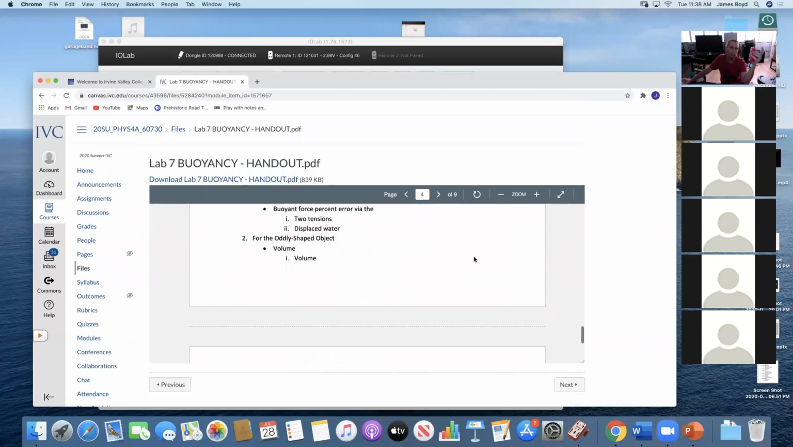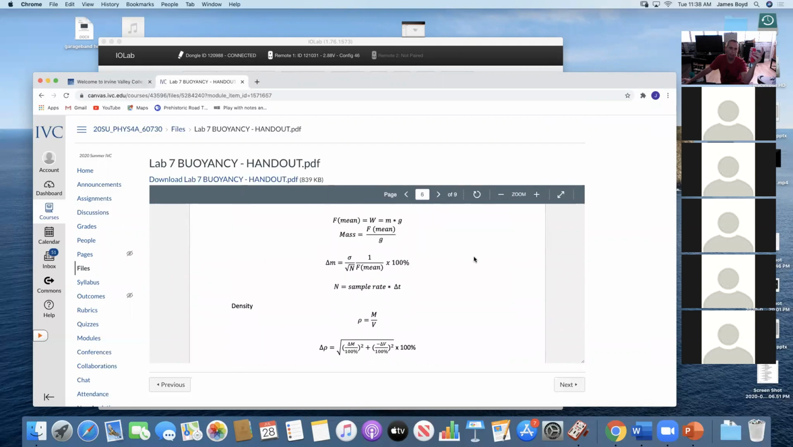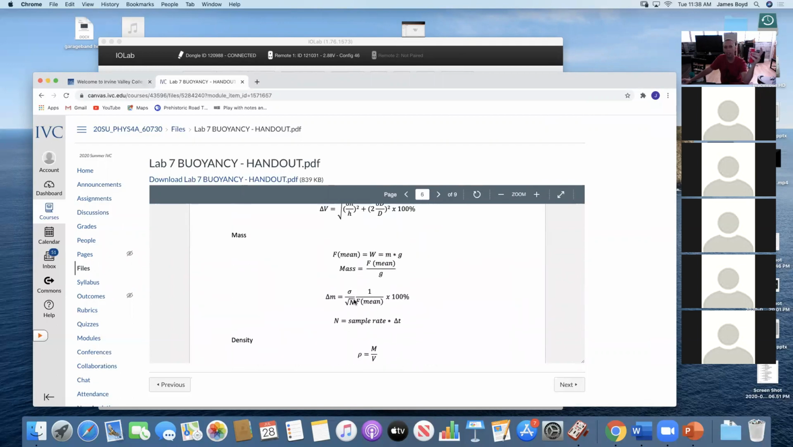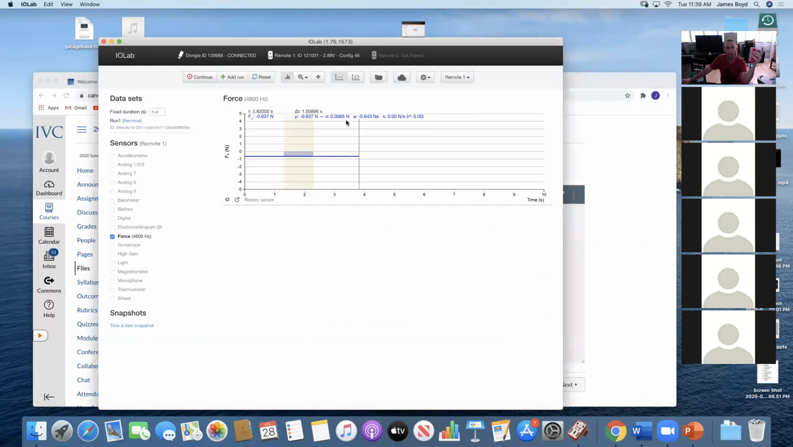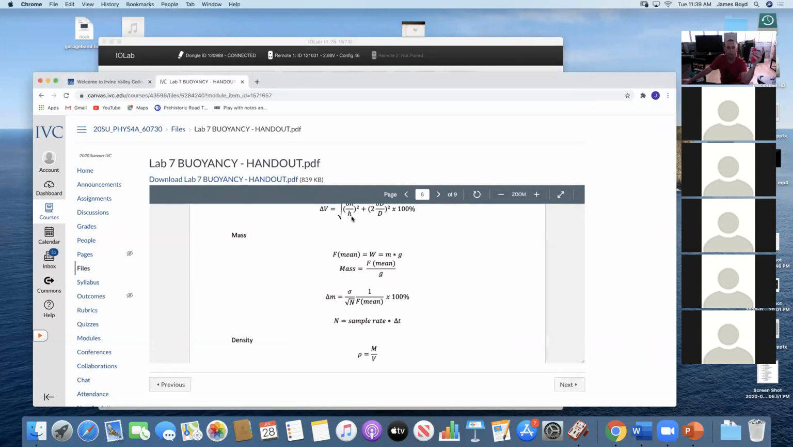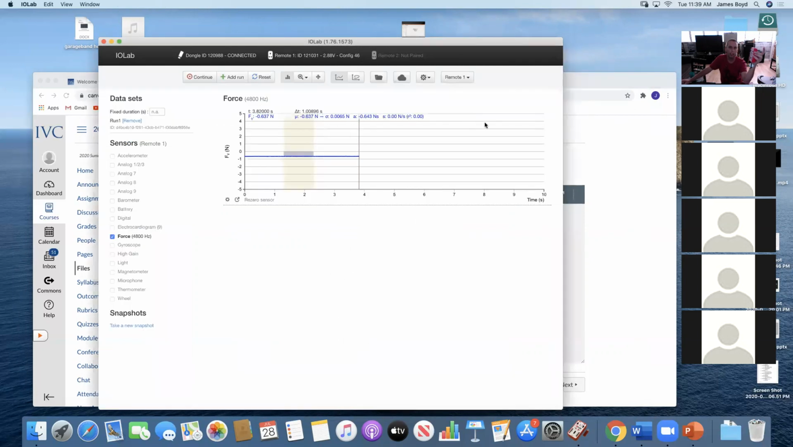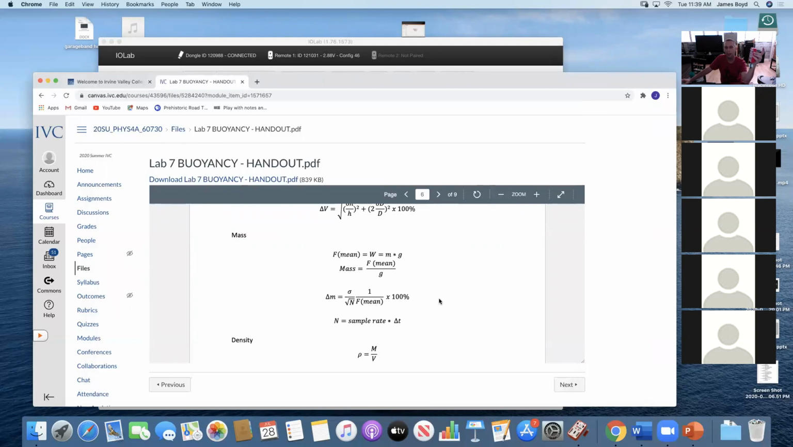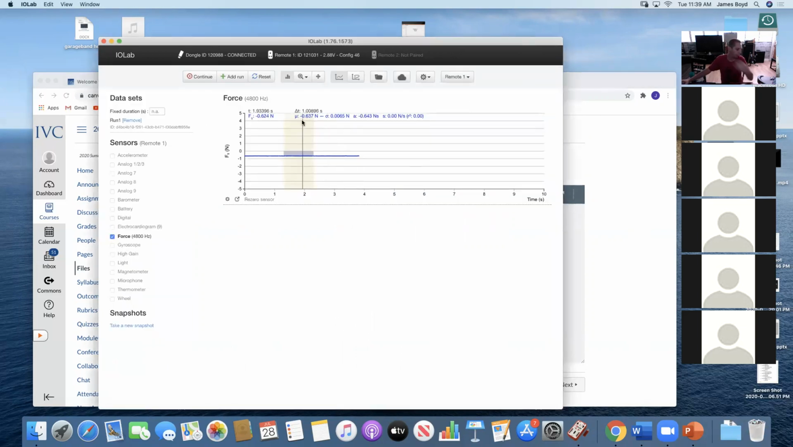And again, as we've done every time with this, when we're doing the means, the delta M is just that standard deviation, 0.0065 divided by the square root of 4,800 times 1 over the mean value of 0.637, okay? That times 100% will give us the percentage that this thing's off. It'll be really small. Secondly, you could actually find the mass from taking this force over g. So divide 0.637 by 9.8.